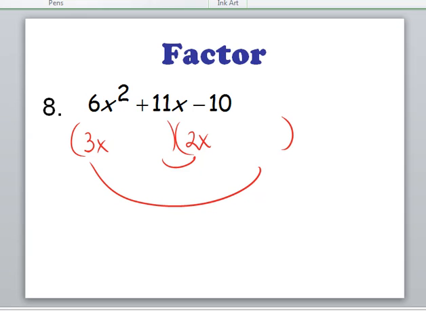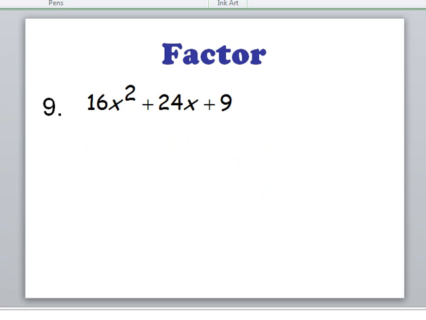This time I'm going to flip-flop those. 2 times 5, that gives me a 4x and a 15x. I can get 11 if I'm subtracting, which I am. I do need a negative 10, so I need one of them to be a subtraction, one to be positive. So this would have to be the positive because I need a positive 11 minus 4. Minus here, positive there.